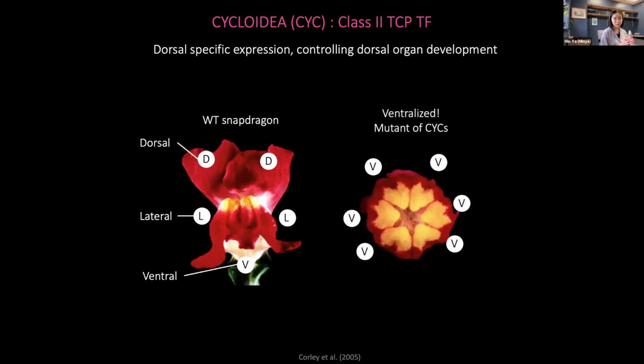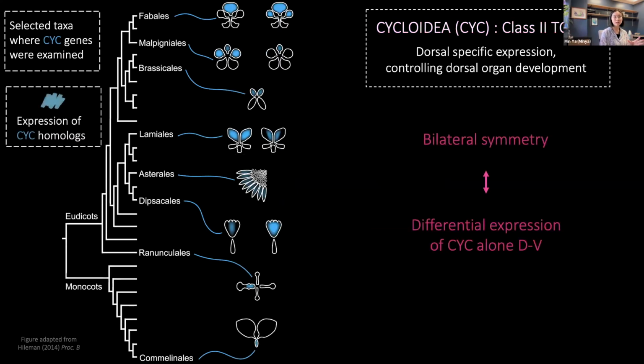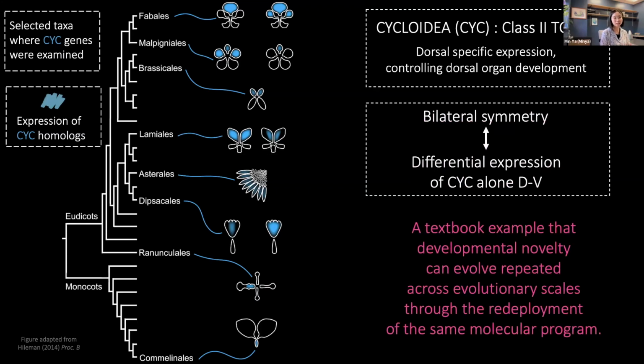So this discovery of cycloidea started a whole intense period of studying cycloidea homologs in many, many different plant taxa. What blew people's mind was that for every taxa examined to date, there seems to be a correlation between bilateral symmetry and the differential expression of cycloidea along the dorsal and ventral axis. So this cycloidea story also became a textbook example of how developmental novelty can evolve repeatedly across evolutionary scales through the redeployment of the same molecular program.